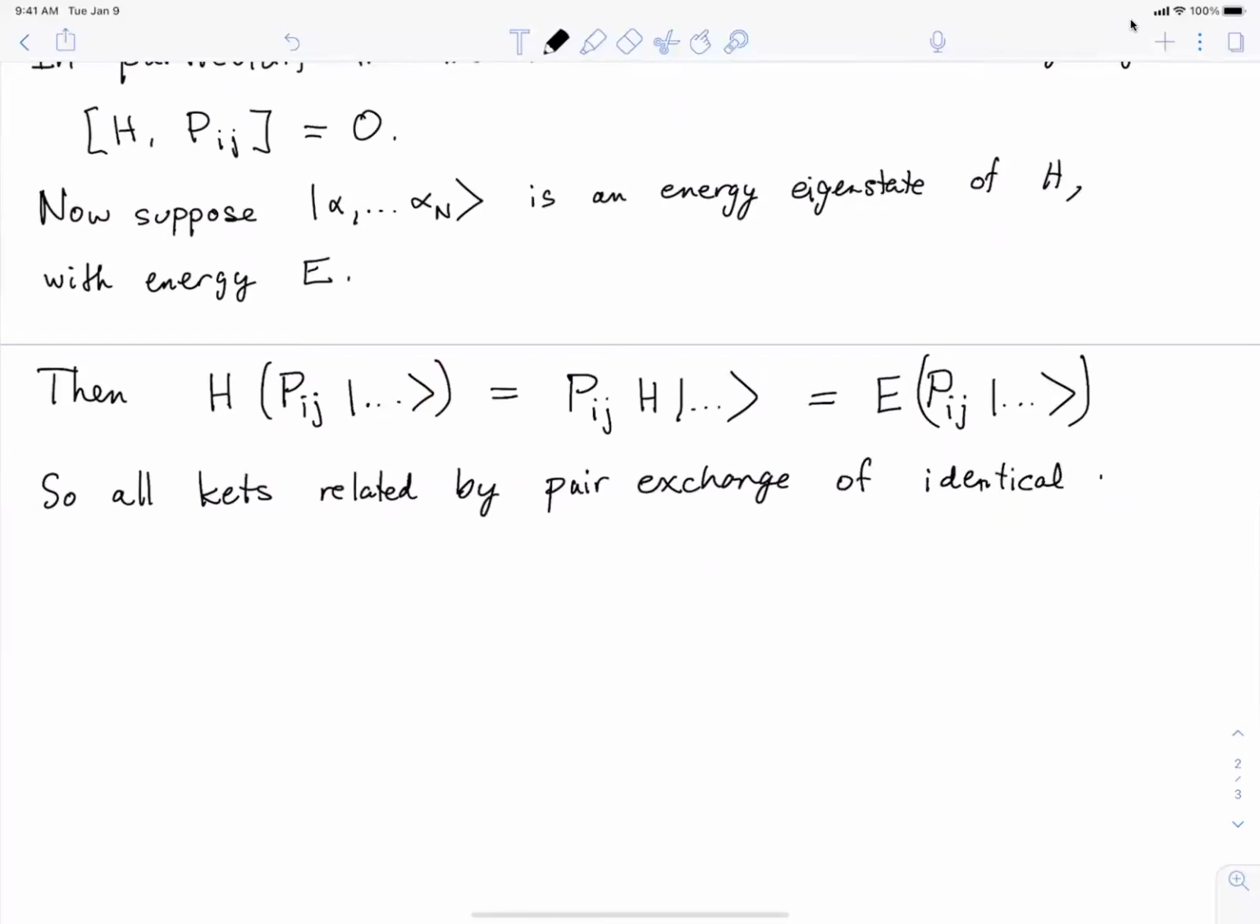Of course, nothing we're writing here is true if the particles aren't truly identical, because then we can't assume that the observables have to be invariant under interchange. So these are degenerate, and this is called degenerate in energy, and this is called exchange degeneracy.